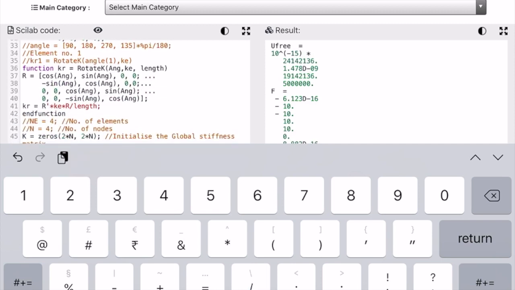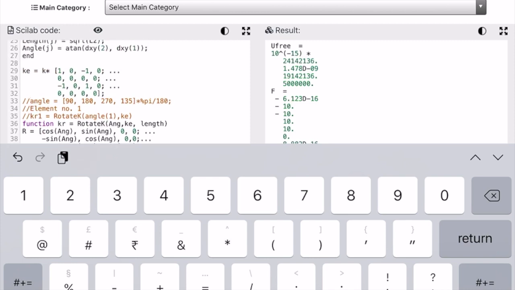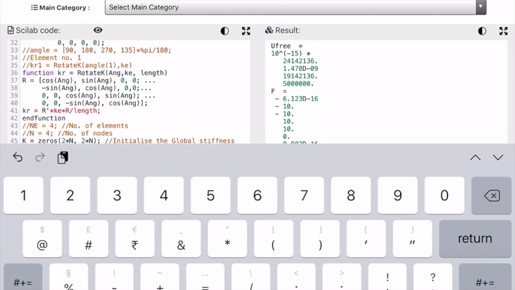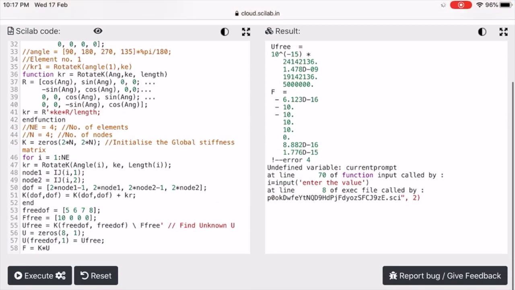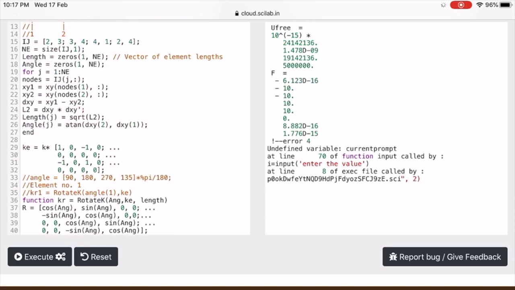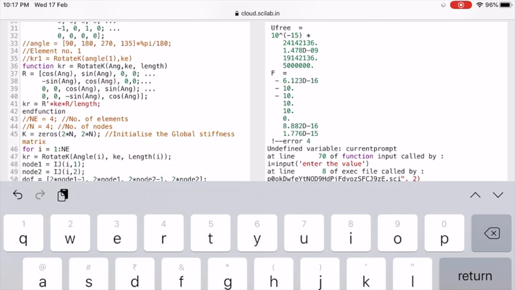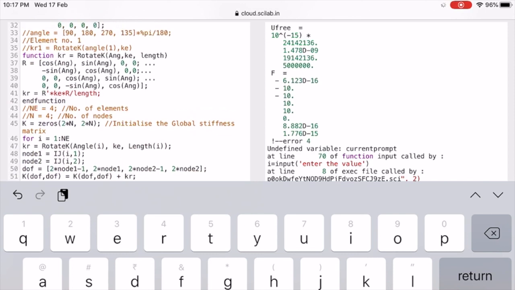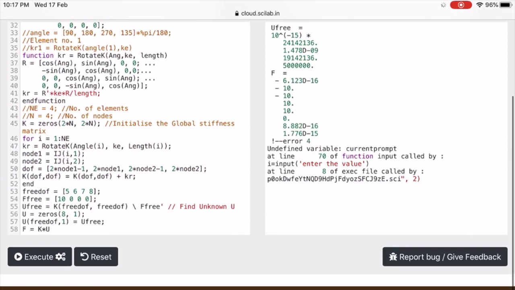Yeah, so and length, and how we are calculating, we are calculating the length as we have done here, length and angle both, and those things are being used and finally we are going to find out.